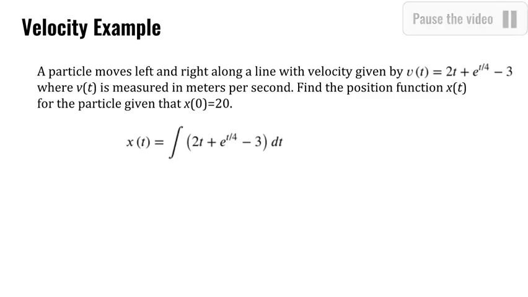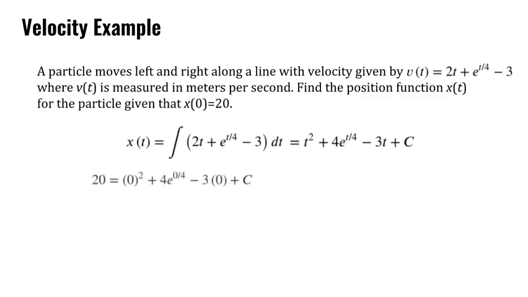Did you deal with the chain rule on e to the t over 4 correctly? Did you remember the plus c? Feel free to pause the video again if you want to see if you can finish the problem from here. Did you figure out how to use the fact that x of 0 is 20?